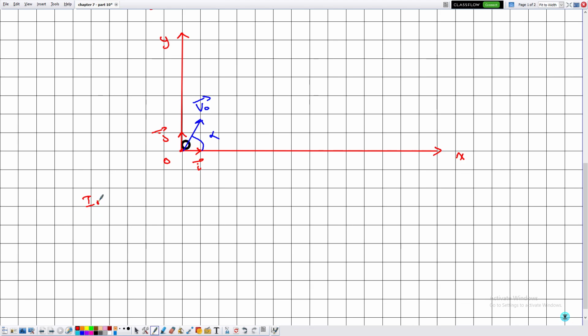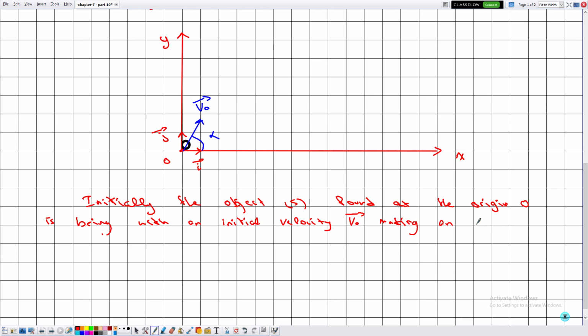So initially, the object S, found at the origin O, is being launched with an initial velocity v0, making an angle alpha with the horizontal.